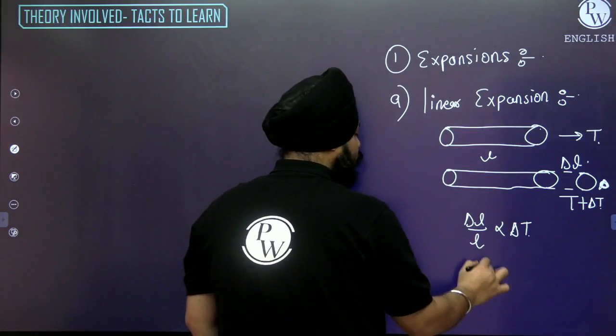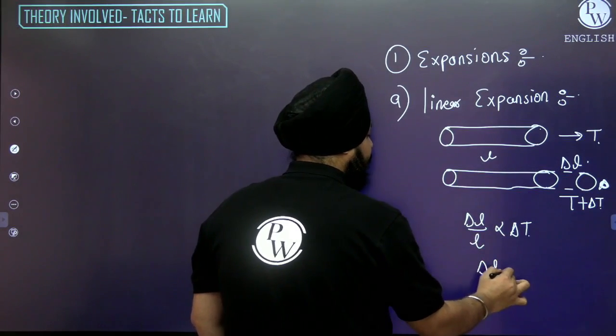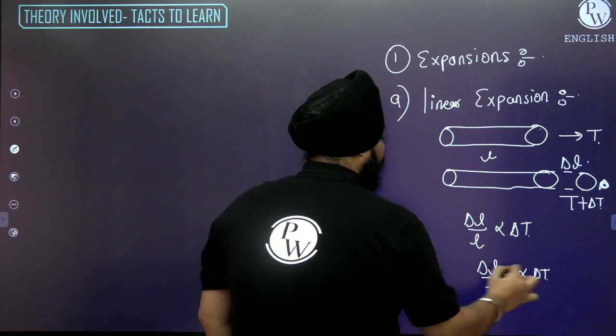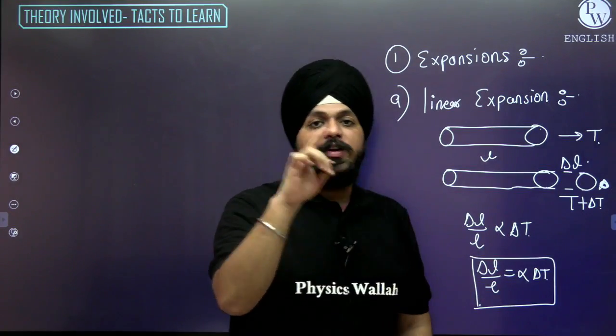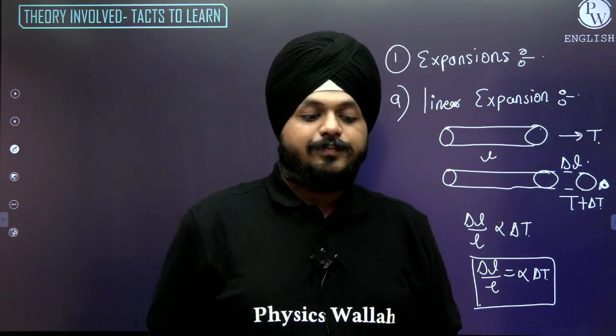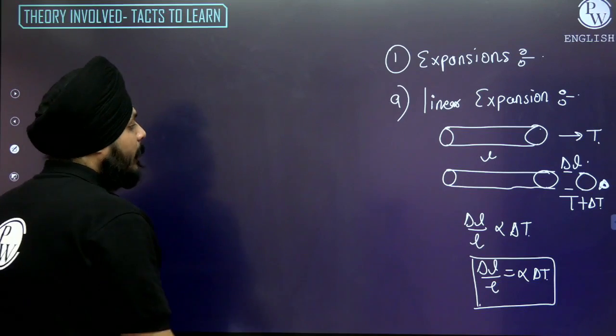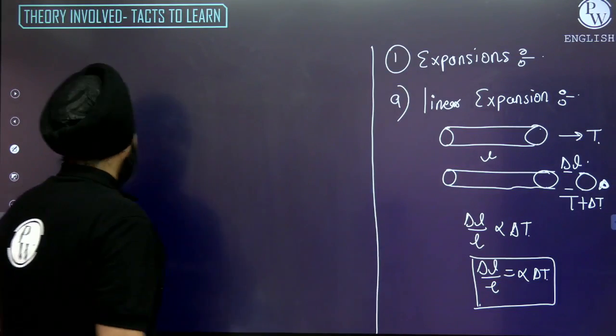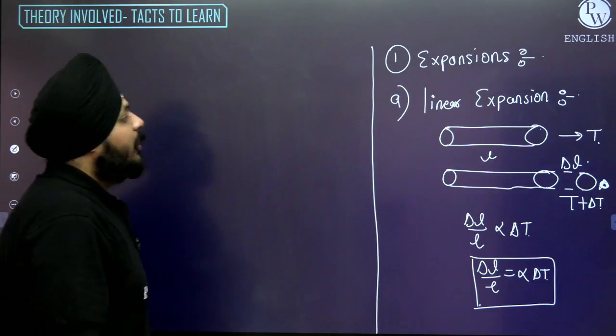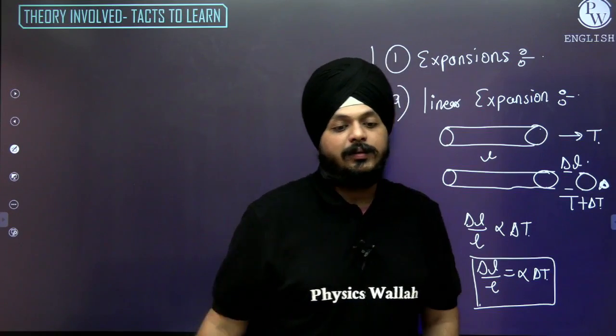And removing the proportionality sign, delta L by L is equal to alpha delta T, where alpha is the coefficient of linear expansion.